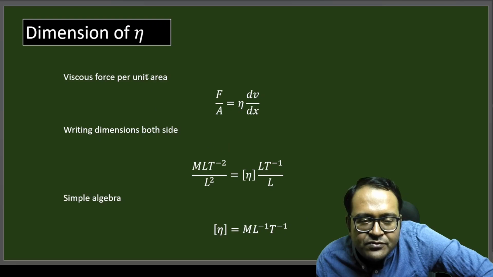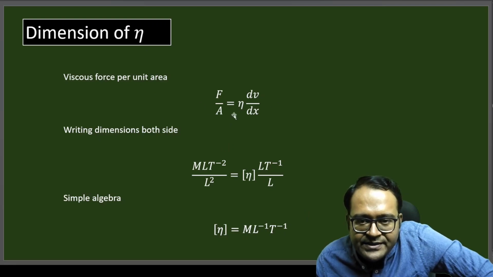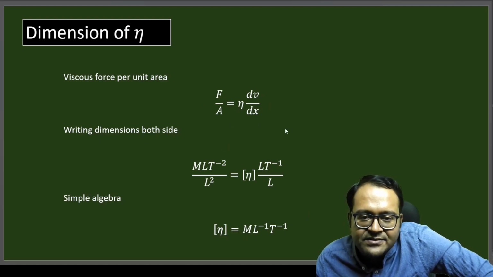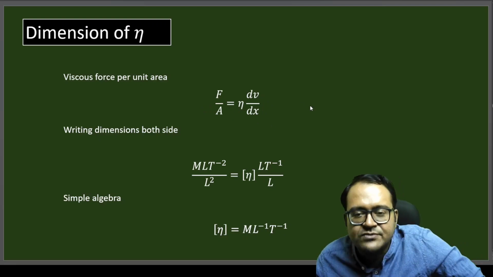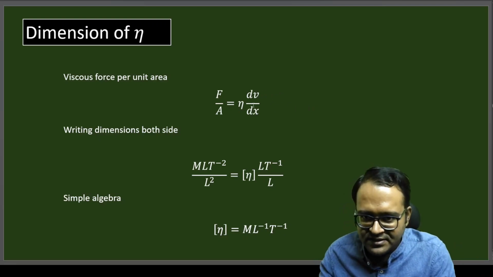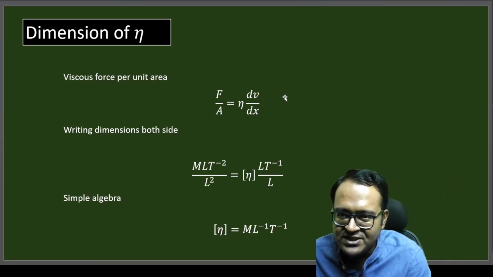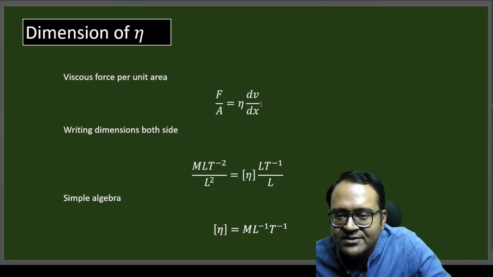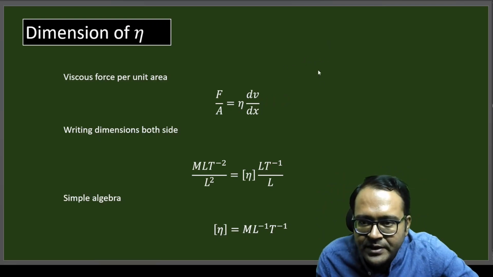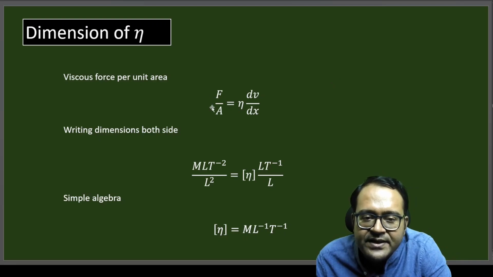But before, we need to find the dimension of eta. This is viscous force per unit area, F by A. You know the relation, right? The force per unit area is equal to the coefficient of viscosity eta multiplied by the velocity gradient dv dx. dv dx is how much velocity changes with a bit of x, per unit x. So dv dx is the velocity gradient, the change of velocity in a fluid. We are considering a fluid flowing inside a pipe. And this is just force by area.